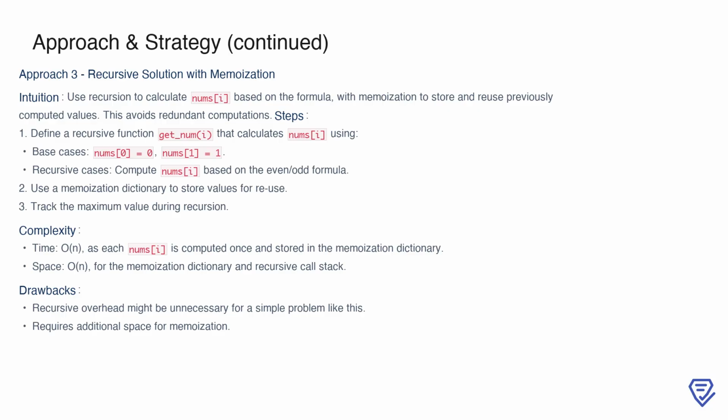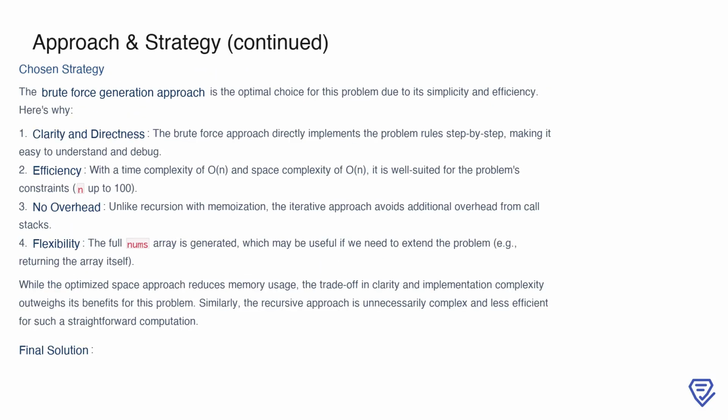After evaluating the different approaches, the brute force generation method emerges as the most suitable strategy for this problem. Its simplicity and direct implementation of the problem's rules make it easy to understand, debug, and maintain. With a time complexity of O(n) and a space complexity of O(n), it performs efficiently within the given constraints, where n can be at most 100.